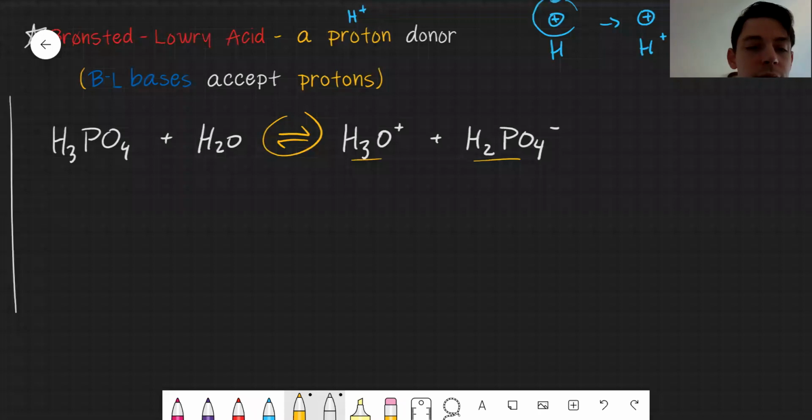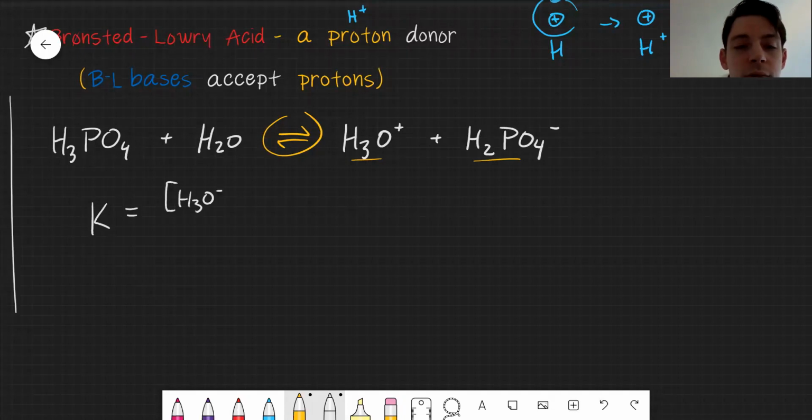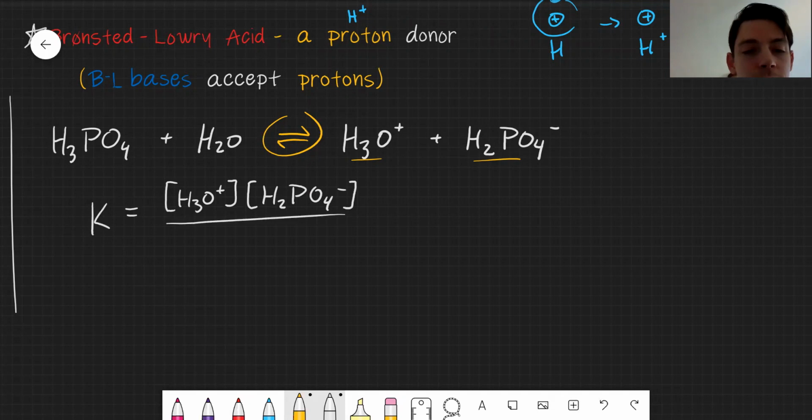Okay, so let's jump in. So K for this reaction would be the concentration of the products, hydronium, dihydrogen phosphate, in the numerator. The denominator is our acid and water.